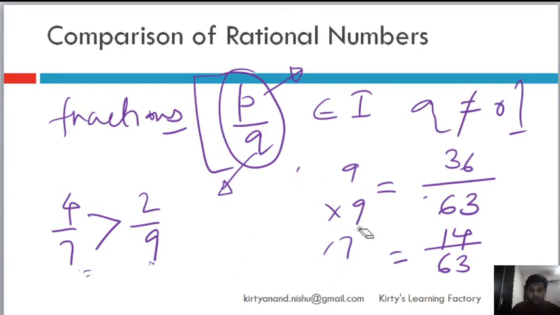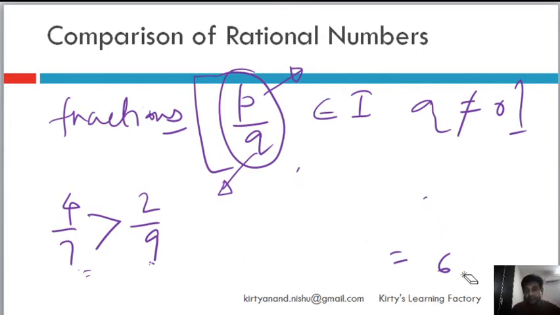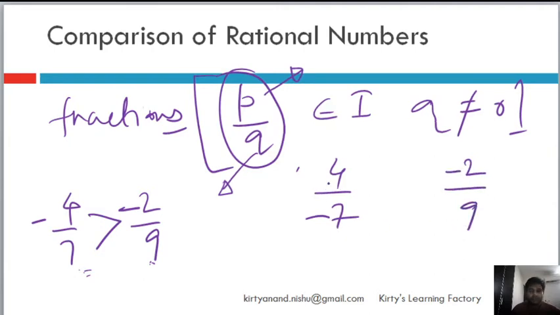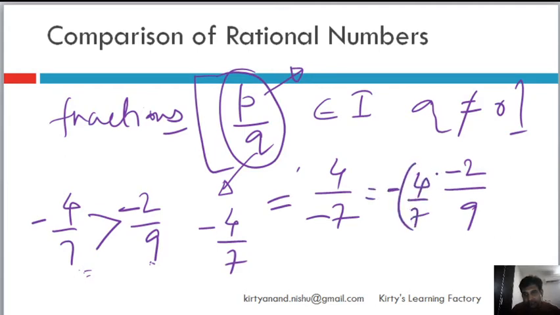So here we have compared two positive fractions. Now the same thing, if it was minus 4 by 7 and minus 2 by 9, or if it was 4 by minus 7 and 2 by minus, or minus 2 by 9. First of all, whenever you get a negative rational number, we will represent it in standard form, which I have done here. I have brought the negative sign to the numerator, so minus 4 by 7 is equal to 4 by minus 7 is equal to minus of 4 by 7. Simple, right? That's the meaning of a negative rational number.